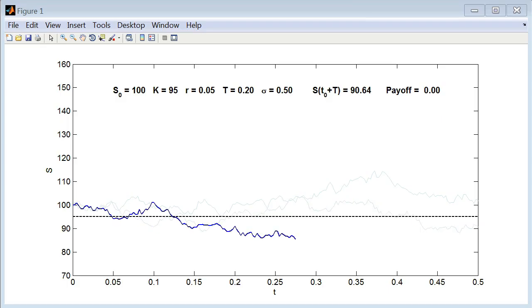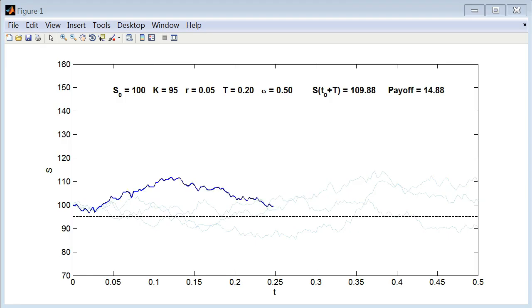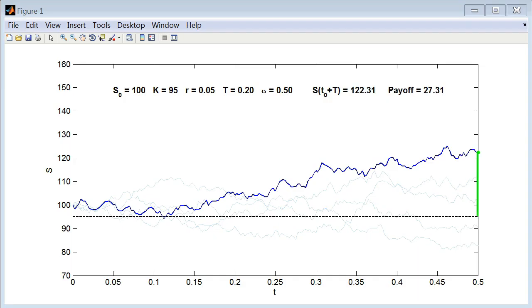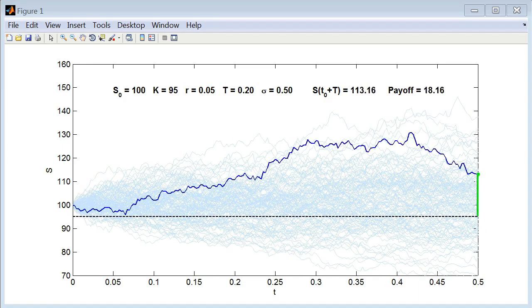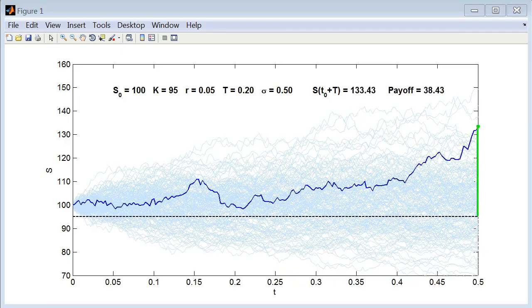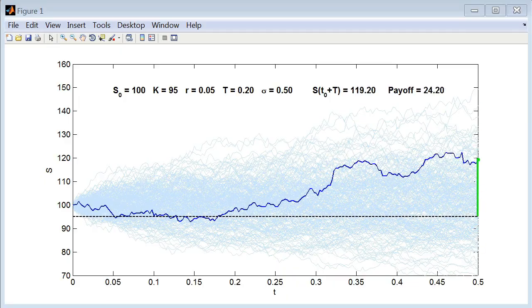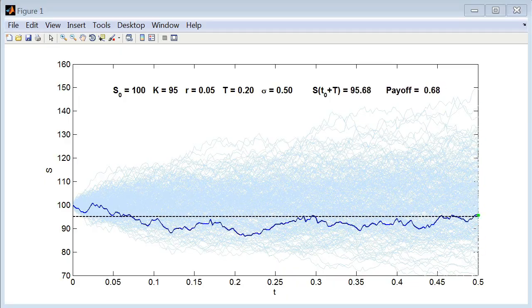We could continue doing simulations. And here, for instance, we have a positive payoff. Here we have 0 payoff. And again, there could be many scenarios that you could simulate, all of them with different payoffs. The price of the option is the expected value of these payoffs multiplied by the discount factor.